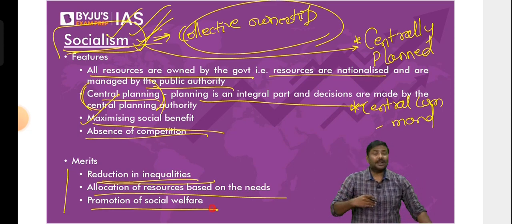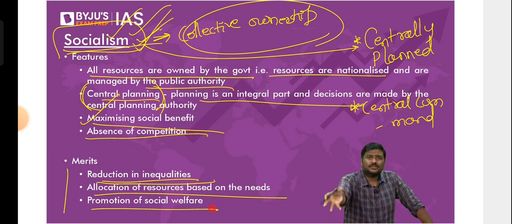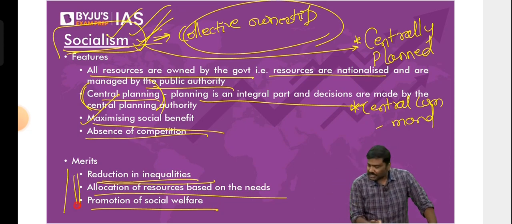And finally, the government will promote the welfare of the people. They will promote the development of industries. They will promote education. They will promote the healthcare sector. They will provide welfare schemes to poor people, etc. These are some of the merits associated with the concept of socialism.